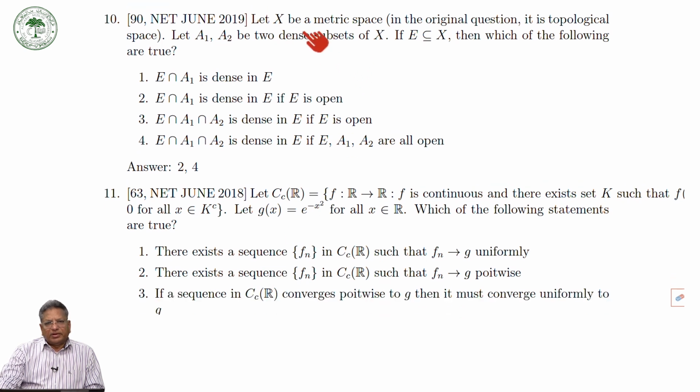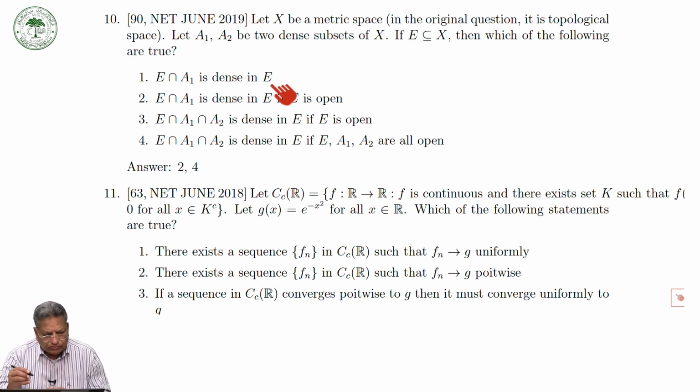Now, let X be a metric space. Let A1 and A2 be two dense subsets of X, and E is a subset of X. Then which of the following is true? E intersection A1 is dense in E. A1 and A2 are dense, which means the closure of A1 is equal to X, and the closure of A2 is equal to X.